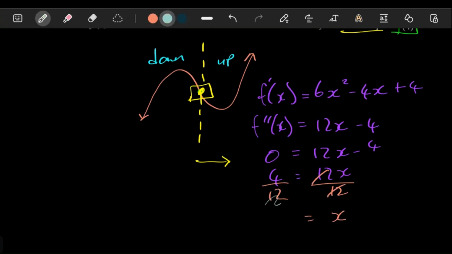What do you get now? 4 goes into 12 like 3 times. So x is a third. So since you now know that the x value here is a third, you can say that therefore x is bigger than a third. You see, that's the side that is concaved upwards.